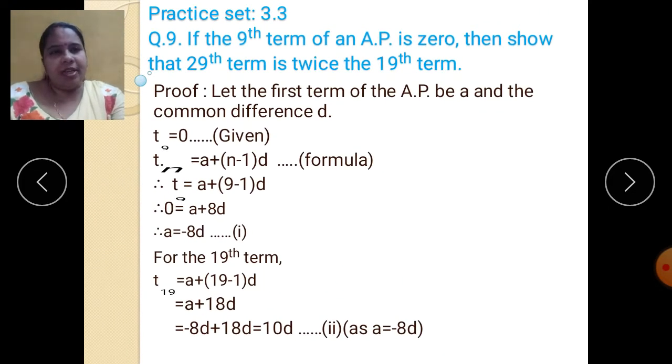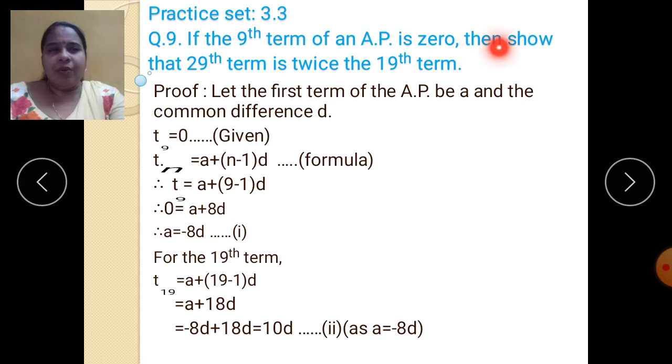The next sum is the 9th sum. If the 9th term of an AP is 0, then show that 29th term is twice the 19th term. Totally different question. AP is not given, A is not given, D is not given. The only thing that is given in this sum is 9th term of an AP is 0. What is the meaning of this? 9th term means T9. T9 is 0. This is what is given to us.